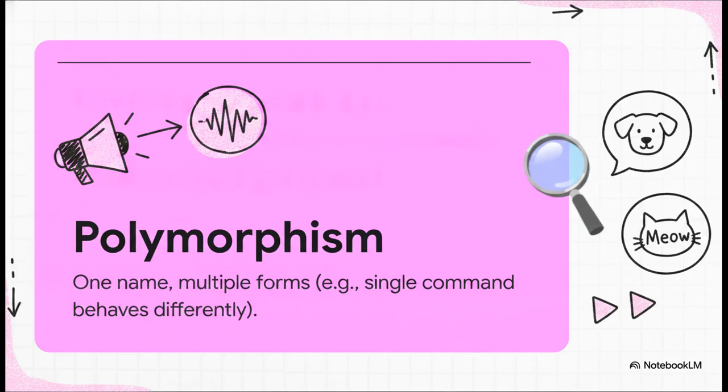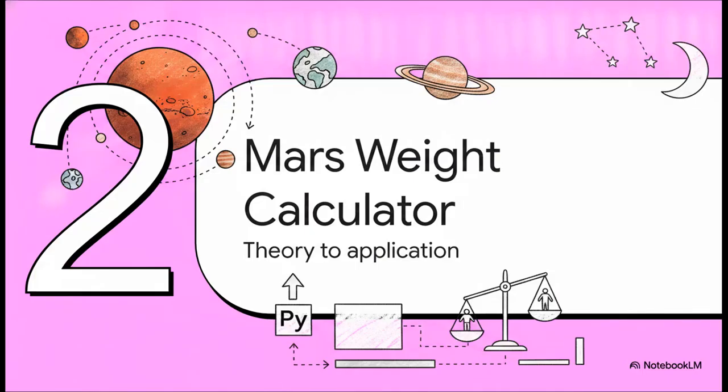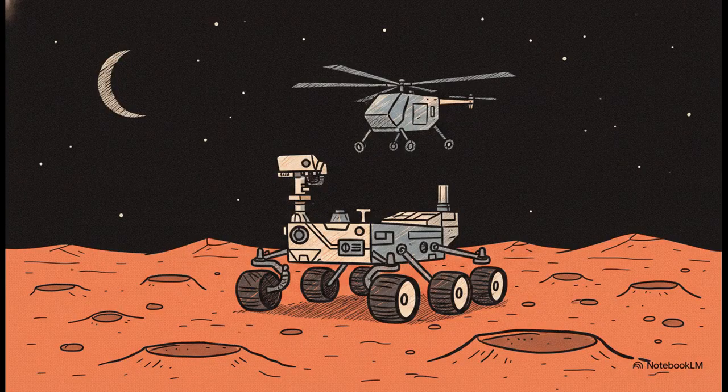Pretty cool, right? All right, section 2, Mars weight calculator. Now that we've nailed down the core concepts of OOP, it's time to take this from theory to a really fascinating Python application. Did you know NASA actually uses Python for flight modeling software? It's true. So, inspired by NASA's Perseverance rover and the Ingenuity helicopter, our first big milestone in this explainer is writing a Python program to calculate your exact weight on the surface of Mars.